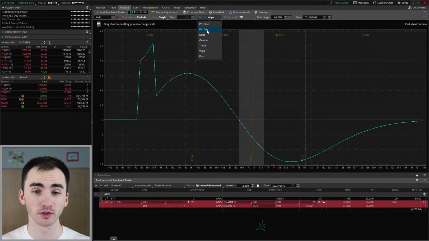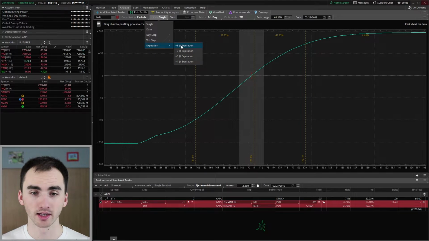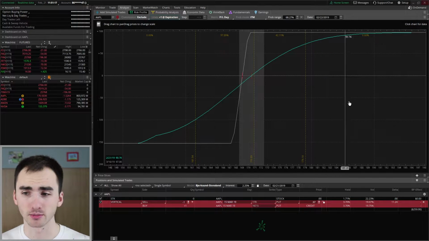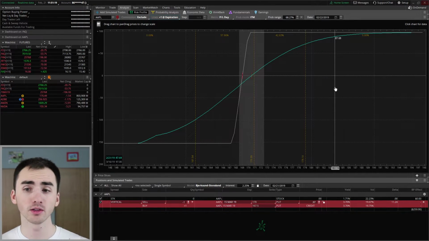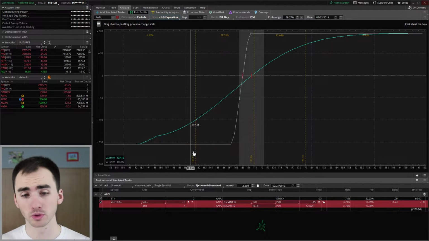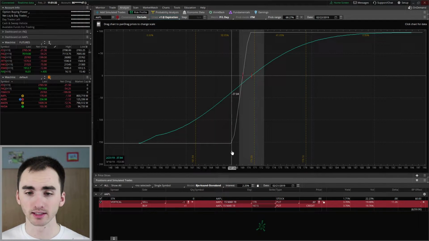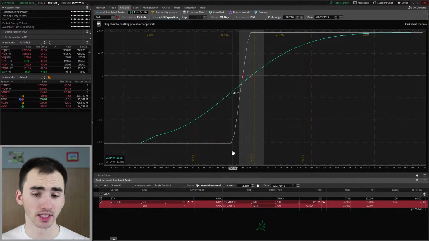We're just going to go to PL open to start off with. And we're going to look at also what the value is at expiration, because sometimes you hold spreads a little bit closer to expiration, and it's good to visualize the spread. We're selling the 170 put and buying the 167 put as protection.